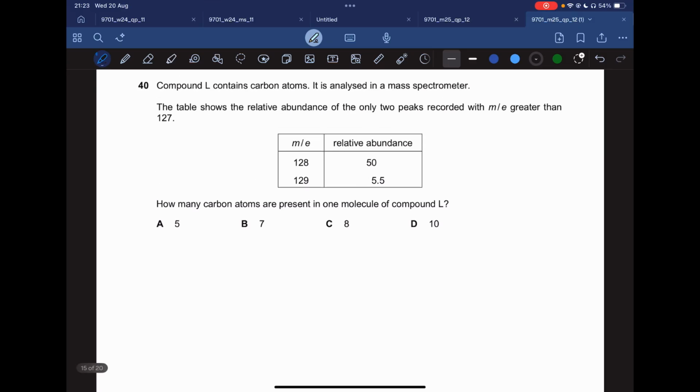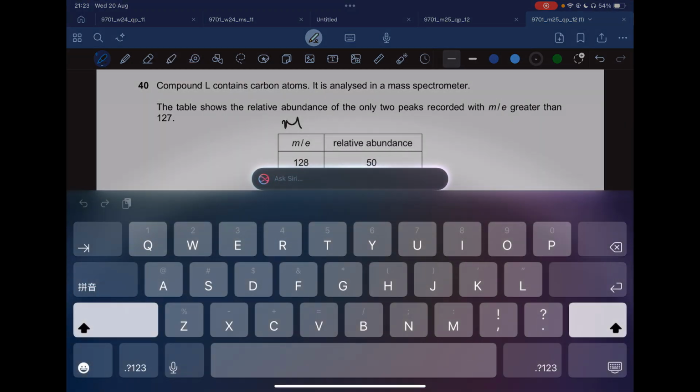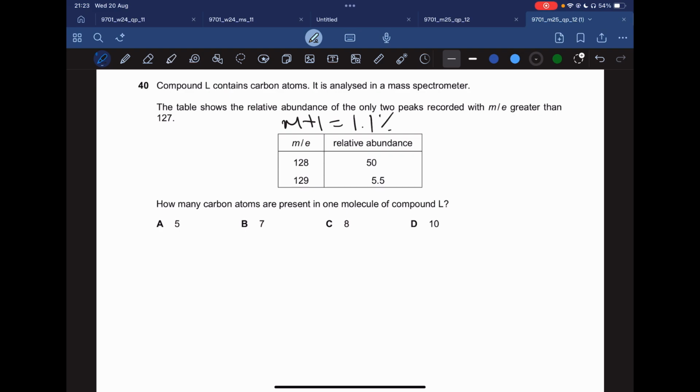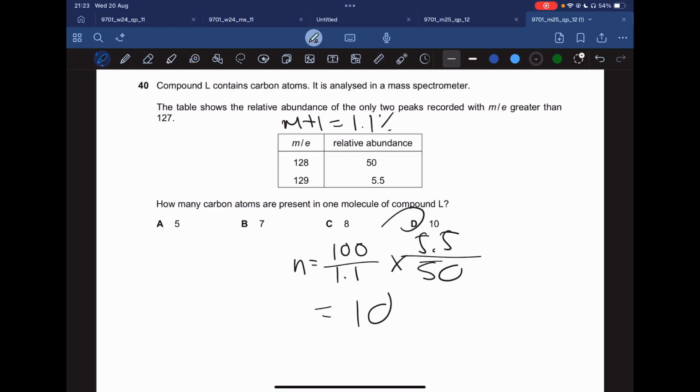Okay, they tell you this mass spectrometer shows the relative abundance of the two peaks with m/e greater than 127. They give you the relative abundance of 127 and 129. So remember, what you do is use the fact that your n plus 1 is 1.1%. Your carbon-13 is only 1.1% present. So the number of carbons is just 1.1 times 5.5 over 50, the relative abundance of your n plus 1 over your total abundance. And here you get an answer of 10. So the answer is D.